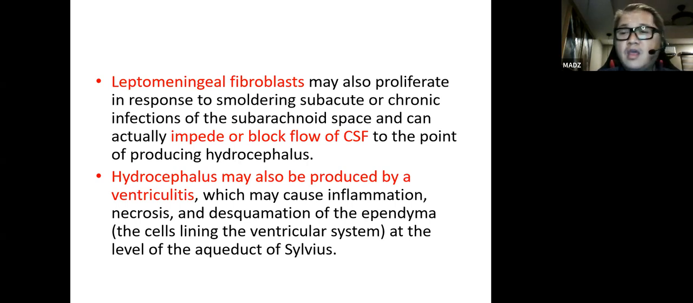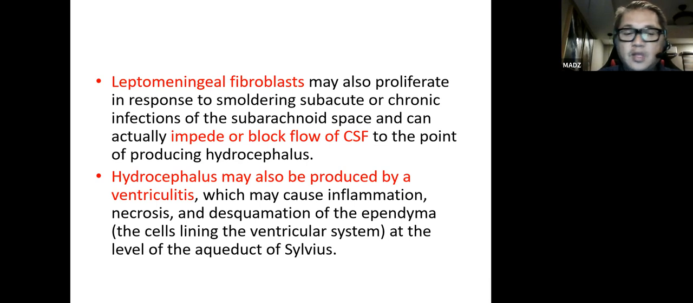Therefore, the hydrocephalus that we see in patients with meningitis is brought about by the blockade of the flow of the CSF through the leptomeningeal fibroblasts, and of course by the desquamation of the ependymal cells within the ventricles that blocks the CSF flow.